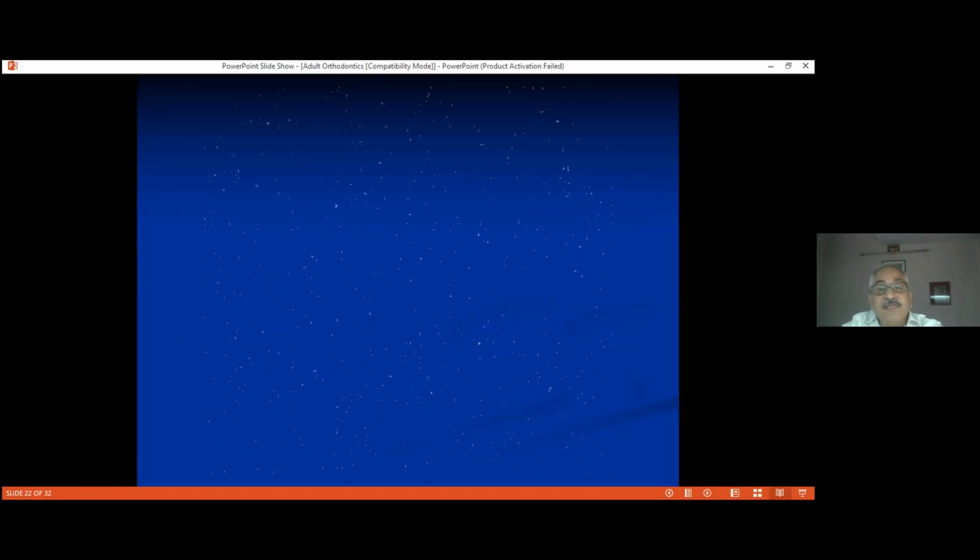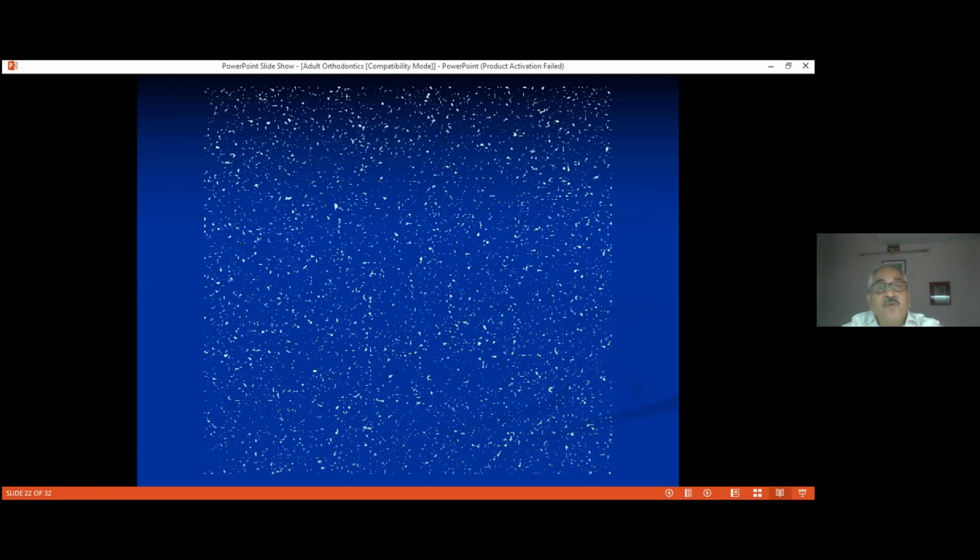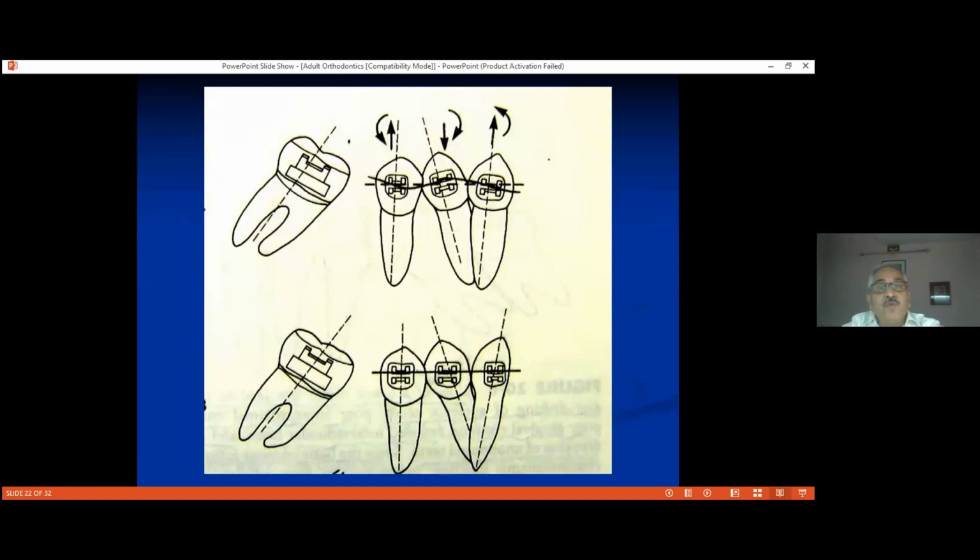Now here we can see that we want to upright the premolars, but here we are not desiring an uprighting. We want the brackets to be parallel to each other. So the bracket parallelism is more important than the tooth root parallelism in this case, as described here.